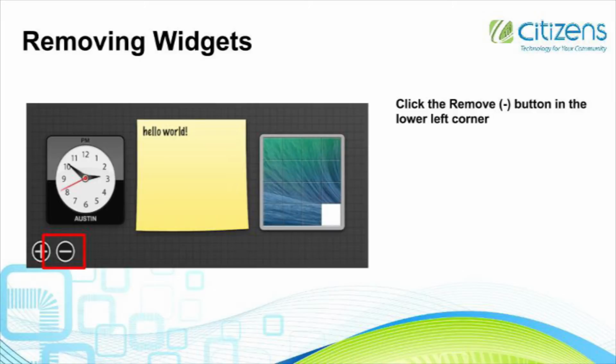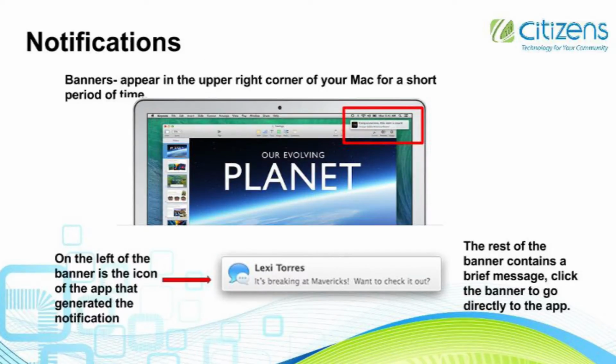All right, now we're going to talk about notifications. These are the little things that pop up when you get a notification, like a message. There are different types of notifications. First, you have your banner, which appears at the upper right corner of your Mac for a short period of time, and it looks like this. It's a small rectangular icon that shows part of your message, and to get to it, you just click on it and it'll take you right to that application.